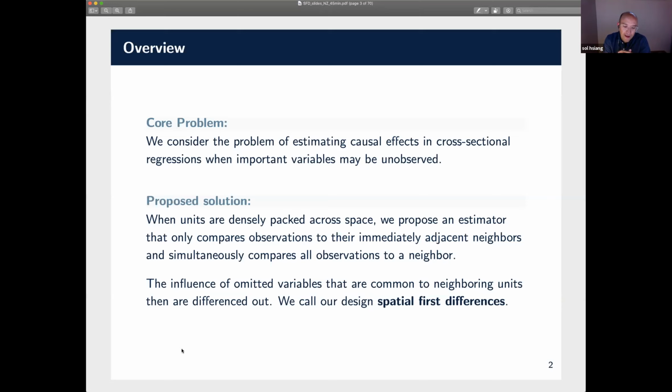And because you're essentially taking data and differencing it continuously in space, we call it spatial first differences, basically named after the first differences in time series analysis. It's very analogous to what you would do in time. It's just interchanging the notion of time with the notion of space in the data.